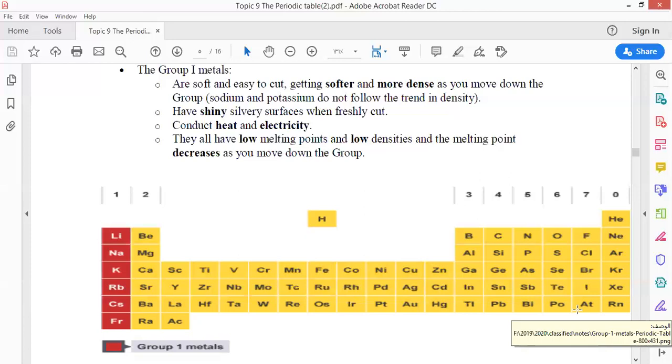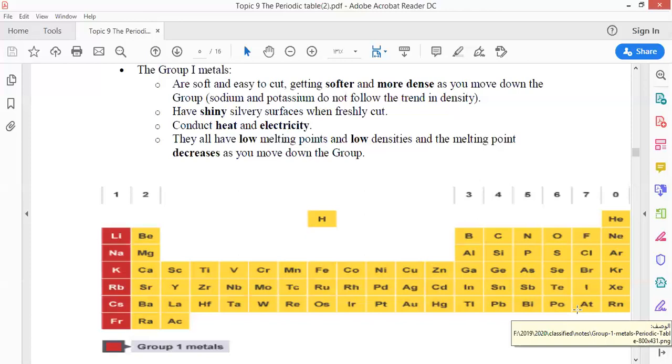So what does it mean? The melting and boiling point of bromine is higher than the melting and boiling point of chlorine. Yes, and iodine higher than bromine, and so on.